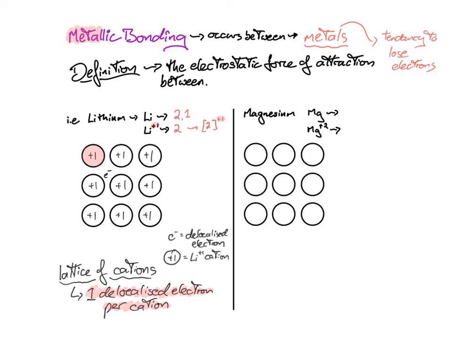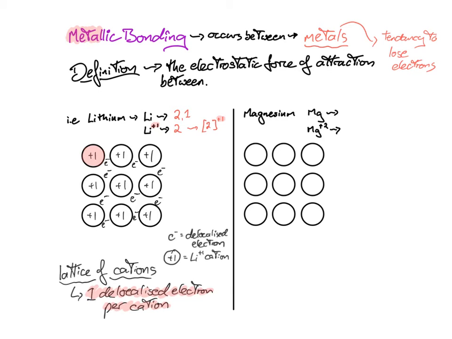I've already drawn in 1. Let's draw in the rest. 1 is already in, 2, 3, up to 9. You can see that they are randomly distributed throughout the system. Okay, so what's happening here?